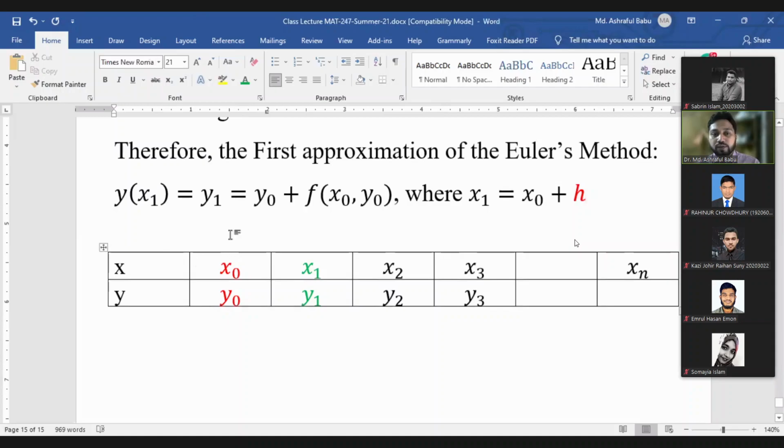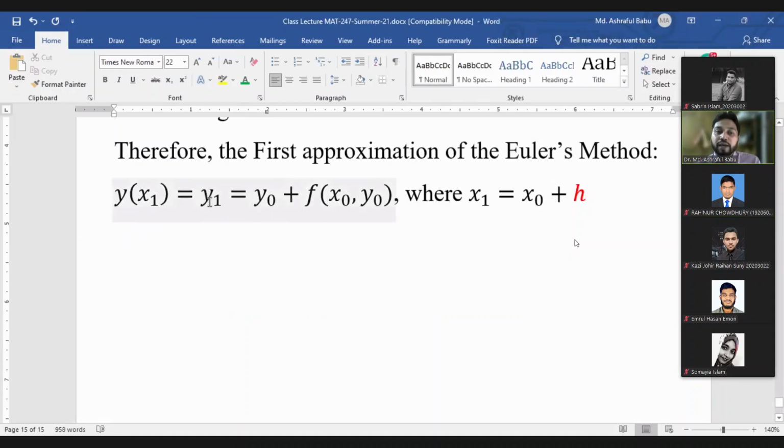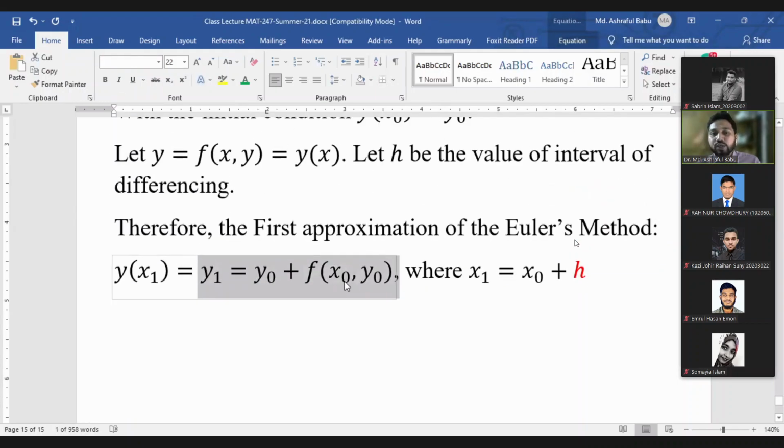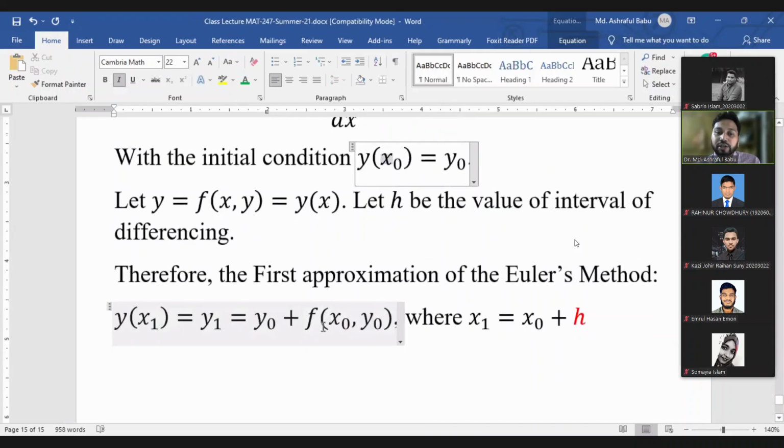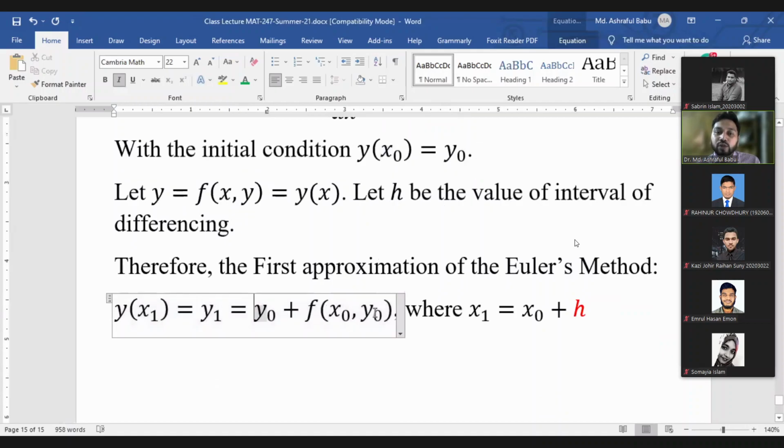So this is our first approximate solution. Our formula is y1 equals y0 plus h times f of x0, y0, where x0 and y0 are already given in our initial condition. We just put these values in, we find y1, and that's it. This is Euler's first approximation method. You understand?